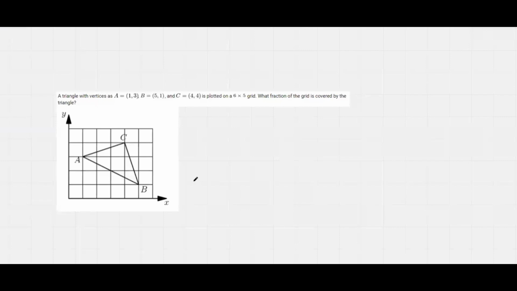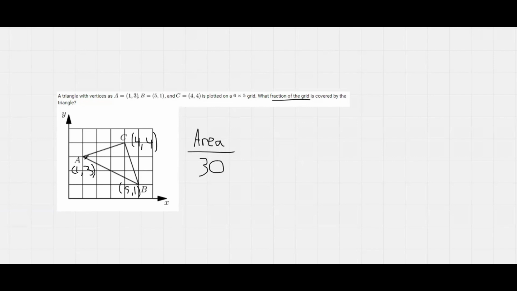A triangle with vertices as A equals 1, 3, B equals 5, 1, and C equals 4, 4 is plotted on a 6x5 grid. What fraction of the grid is covered by the triangle? So we want the area of the triangle divided by 30. So let's label these 1, 3, 5, 1, and 4, 4.